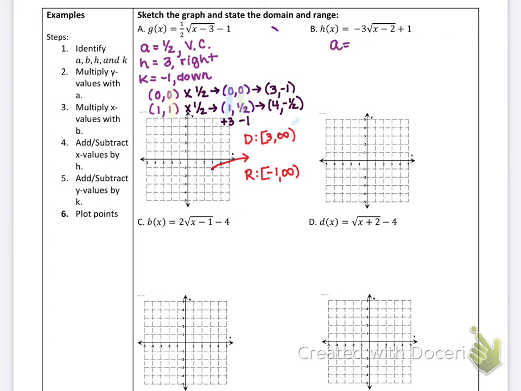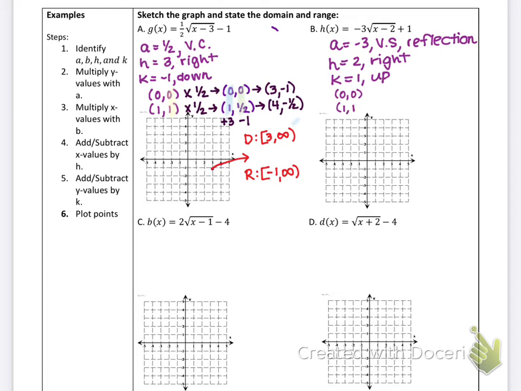So let's go ahead and do another example. We're going to start by identifying our a, h, and k. Our a here is -3, which is going to be a vertical stretch, and it's going to be a reflection because it's negative. Your h is going to be 2, which is going to make it move right 2 units, and your k is going to be 1, which means it will move up 1 unit.